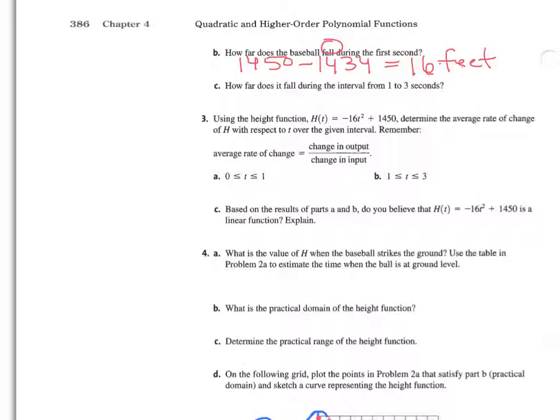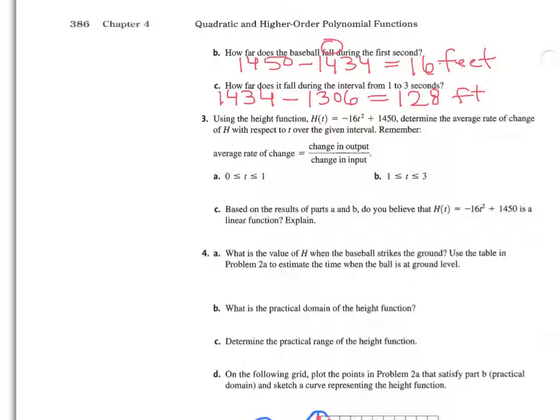So what about from 1 to 3 seconds? At 1 second, the ball is still 1,434 feet high. And then it's dropped to 1,306. These are just using our table from the page before. So then it dropped 128 feet from there. So let's look at this. We just found this rate of change, really.